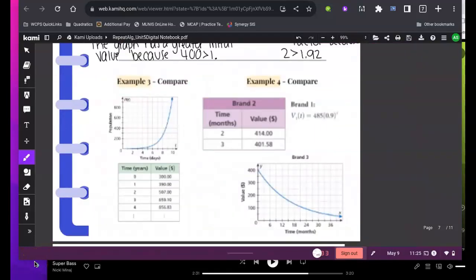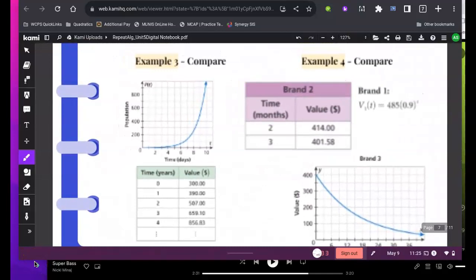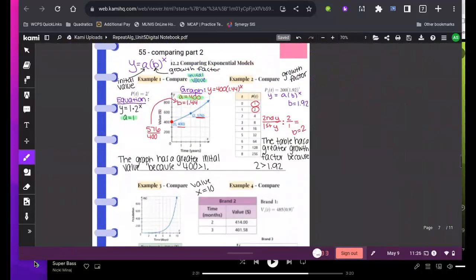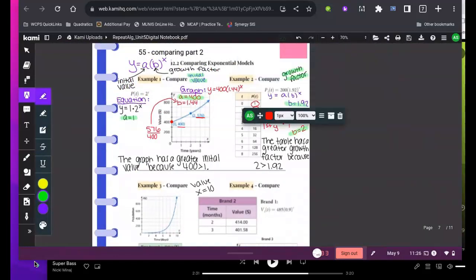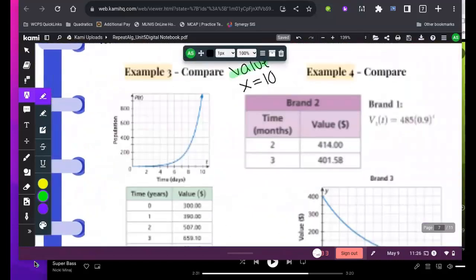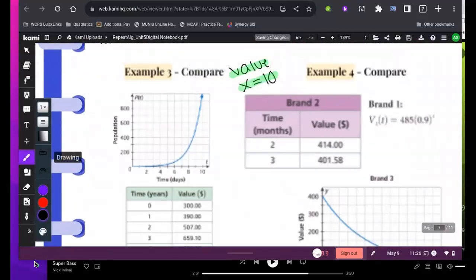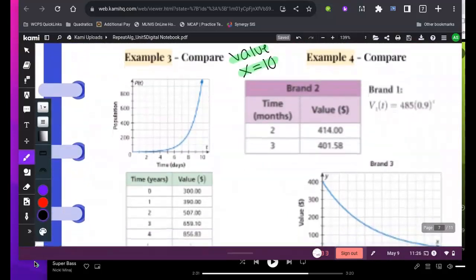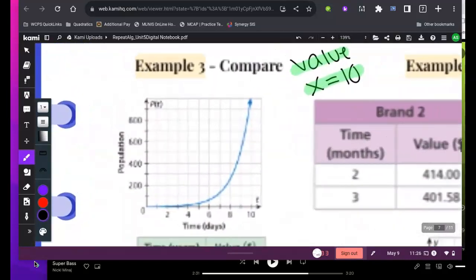All right, we're going to go ahead and look at the third example. This time we're going to compare the value when x is equal to 10. So far we've done comparing the initial values for number 1. Then we compared the growth factors, which were our b values, for number 2. So for number 3, we're comparing the values when x is equal to 10. So we're going to need an equation for both our graph and our table, and then we're going to plug in 10 for our x value.